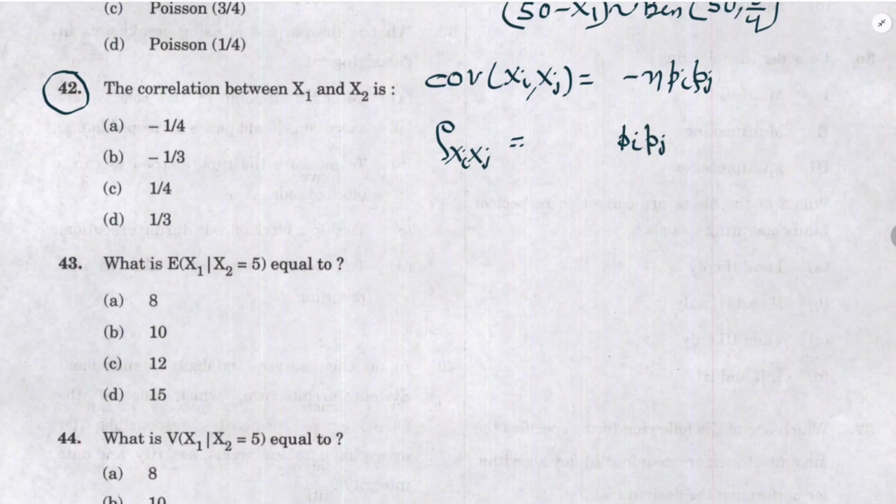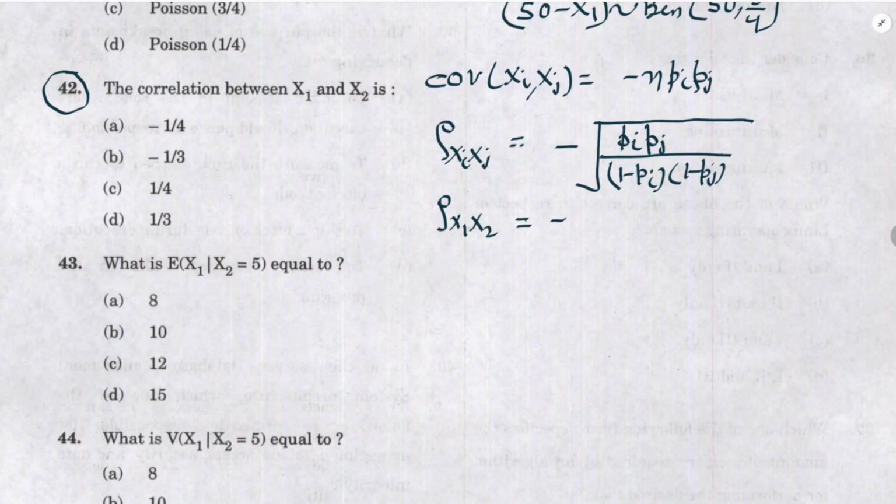minus pi into pj, divided by the square root of (1 minus pi) into (1 minus pj). Now we know that the correlation between x1 and x2 will be minus p1 into p2 divided by the square root of (1 minus p1) into (1 minus p2).